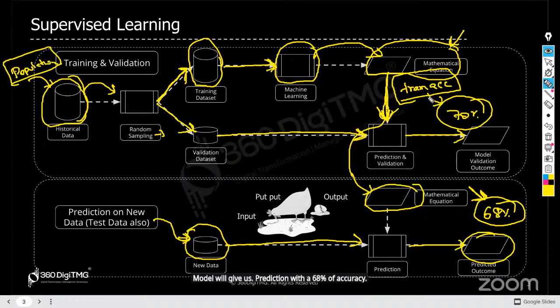In the same way, if we feed validation data, the model will give a prediction with an accuracy of 70%. This is called train accuracy, and this is called test accuracy. So I hope this image is clear to everyone.